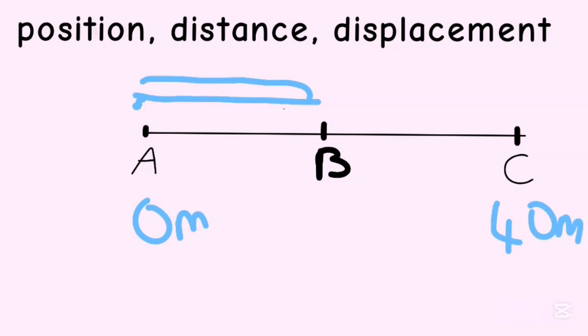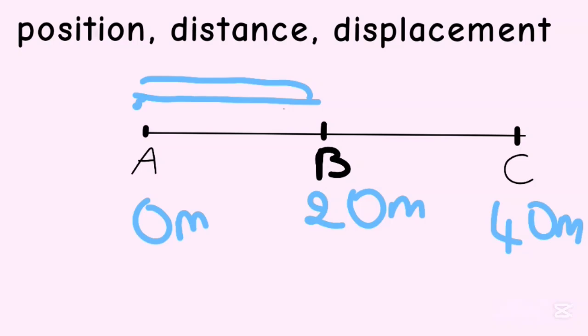So remember that the distance is the full length, or the full length covered. Considering that point B is half of A and C, then that would be 20. Point B would be 20 meters. If you had to go from A, then to B, then after go from B to A, what's the distance?